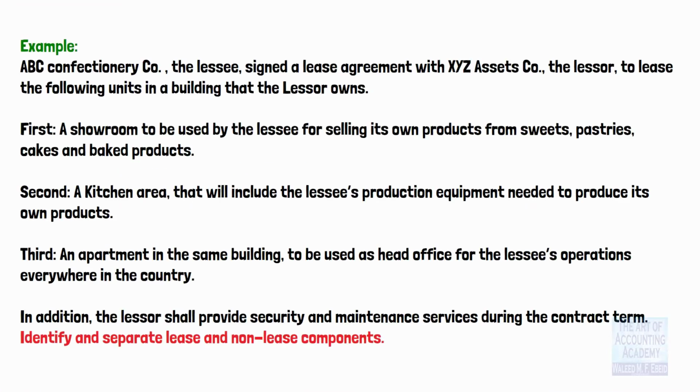Now let us try an example. ABC Confectionery Company, the lessee, signed a lease agreement with XYZ Assets Company, the lessor, to lease the following units in a building that the lessor owns. First, a showroom to be used by the lessee for selling its own products from sweets, pastries, cakes and baked products. Second, a kitchen area that will include the lessee's production equipment needed to produce its own products.